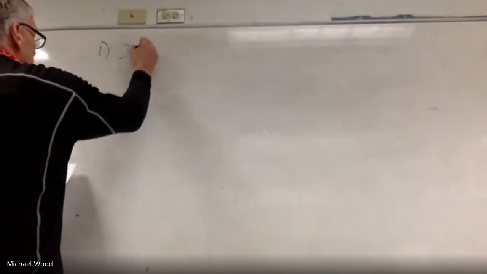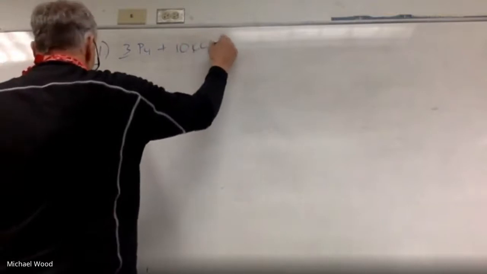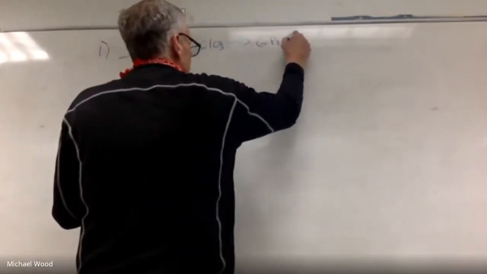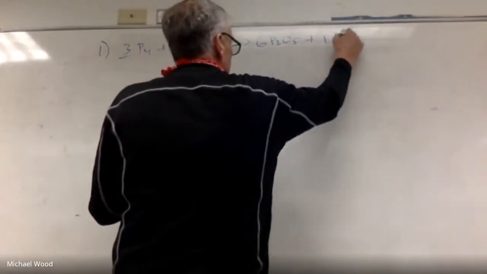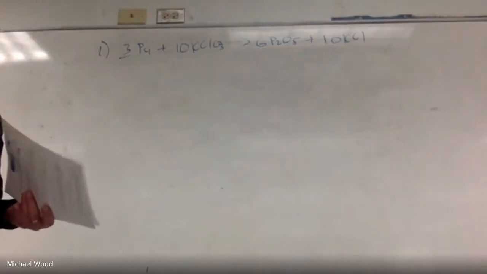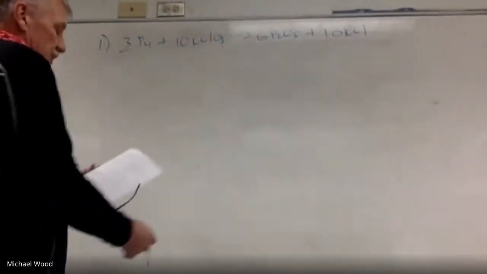Okay, so let me just walk you through number 1, which I've already worked out for you. We've got 3 P4 plus 10 KClO3 makes 6 P2O5 plus 10 KCl. So there's the balanced equation. One thing you've always got to do in this chapter is make sure that the equation is balanced. And whenever I see coefficients, that tells me it's been balanced.